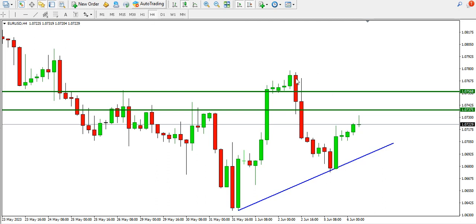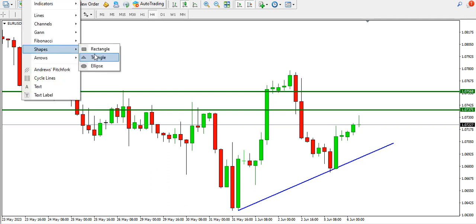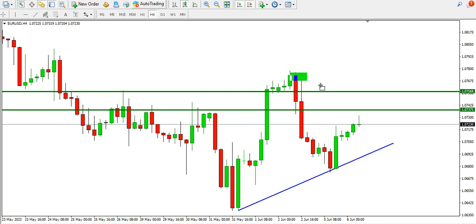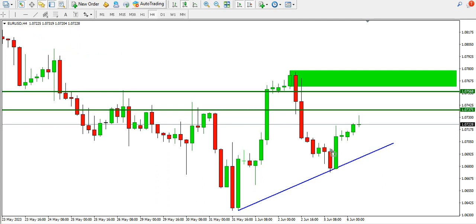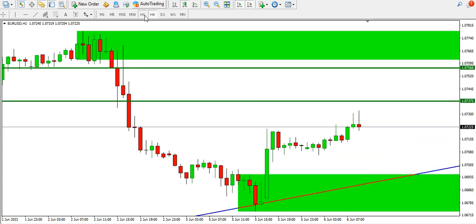But we have this particular order block on the 4-hour time frame that might serve as resistance to price. If price is going to go up, this order block might serve as resistance. But if price is going to drop, we have this order block on the 4-hour chart that can also serve as support to price. But that's that for the 4-hour time frame.